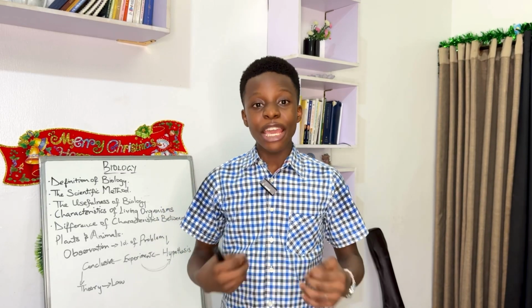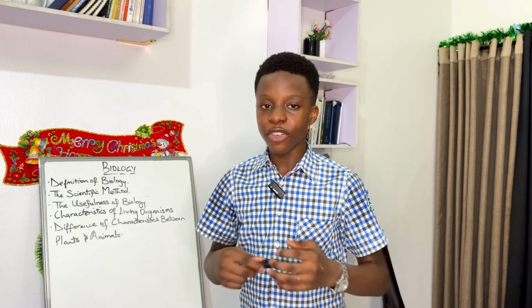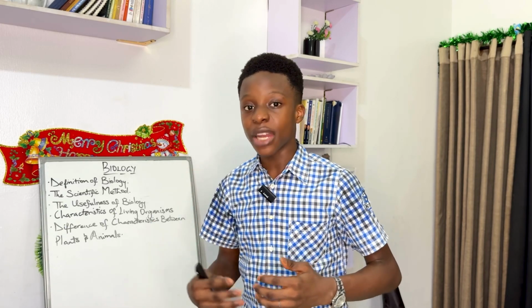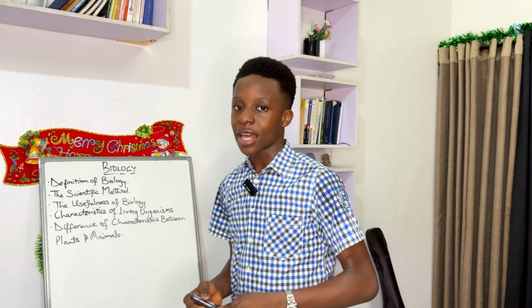Note that a living organism cannot be called one if it doesn't follow any of these characteristics, or even one of them. And note, this doesn't only happen with animals. This also happens with plants. Now that I've talked about the characteristics of living organisms, and I've also shown you that those characteristics apply to both animals and plants, I'm going to talk about the difference of characteristics between plants and animals.